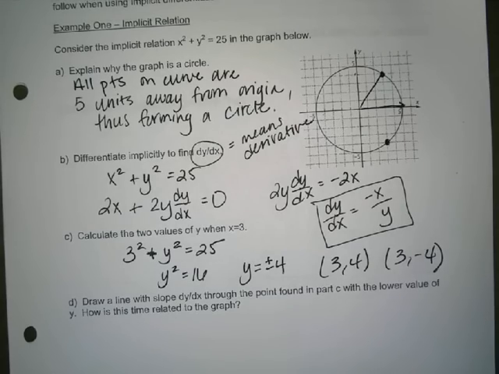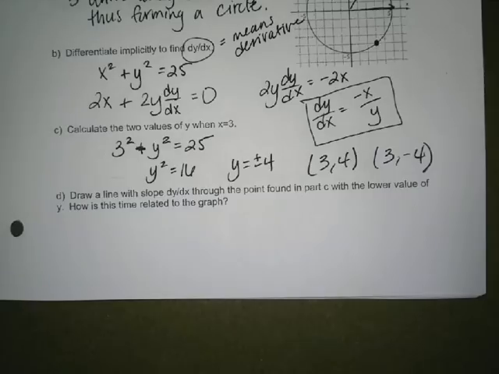We're supposed to draw a line with slope dy over dx through the point found in part C with the lower value of y. Okay, now I know that sounds confusing, but sometimes they ask you weird questions like this. So, if we were to draw a line with slope dy over dx, what does dy over dx represent again? The derivative. Right, the derivative is the slope of the tangent line. So, I want to draw it through the point found in part C. Well, I found 2 points in part C. So, I want the one with the lower value of y, which is the 3, negative 4. So, it's going to be this point here.